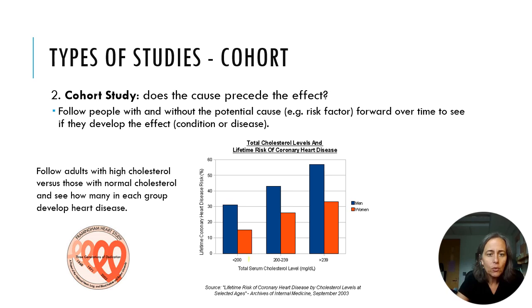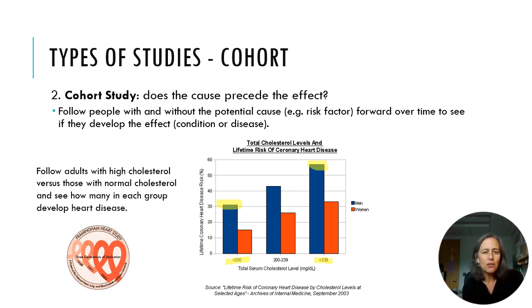So here is total cholesterol less than 200. So these are people with normal cholesterol levels. And you can see that around 31% of male-bodied people did at some point in their lifetime develop coronary artery disease, coronary heart disease. But of the people whose total cholesterol was over 239, look at this, like 57% of them, right? So much higher likelihood of developing heart disease if you had high cholesterol at baseline, right? So the cause preceded the effect. This is a cohort study, groups of people, some with risk factors, some without, over time.